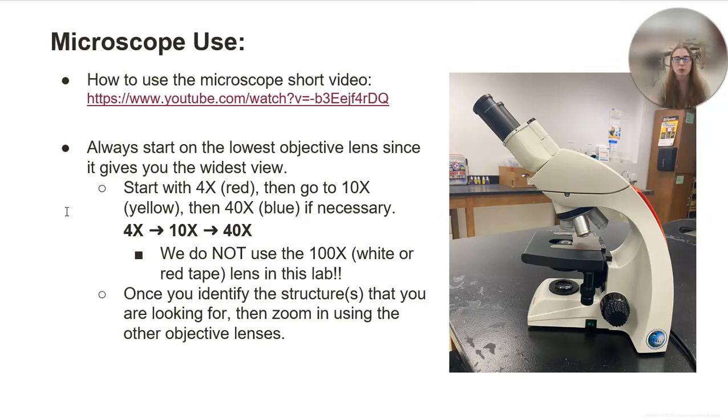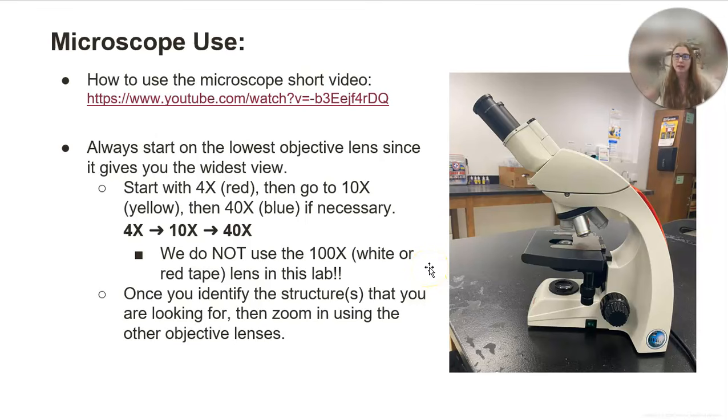If I were to go bird watching, for example, I go to the park, I sit down on the bench, I'm not going to immediately pull up my binoculars and start trying to find birds in the trees, because I'm never going to find the birds. I'm too zoomed in. So first you want to start as zoomed out as possible, and that's going to be with the 4 times red objective lens. You'll notice that the lenses have these cute little rings of color on them. You're going to want to start with the 4 times objective.